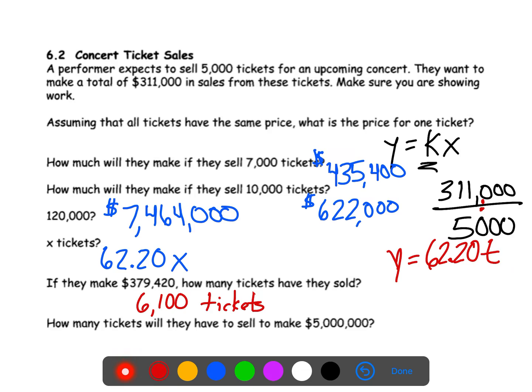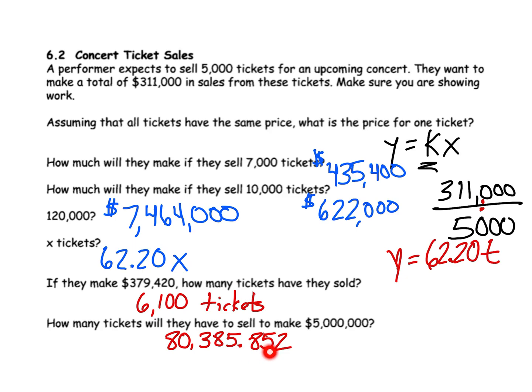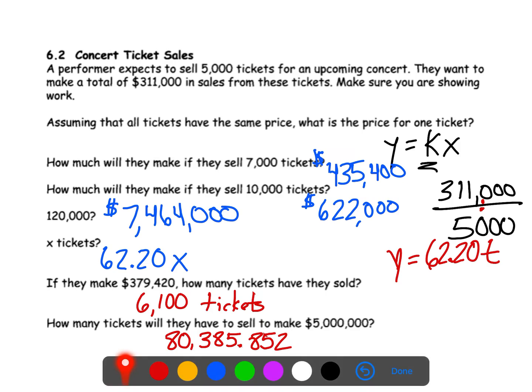That is 80,385.852. Now, hopefully that sends up some red flags for you, because it is impossible to sell this decimal amount, 852 thousandths of a ticket. You cannot sell a part of a ticket.